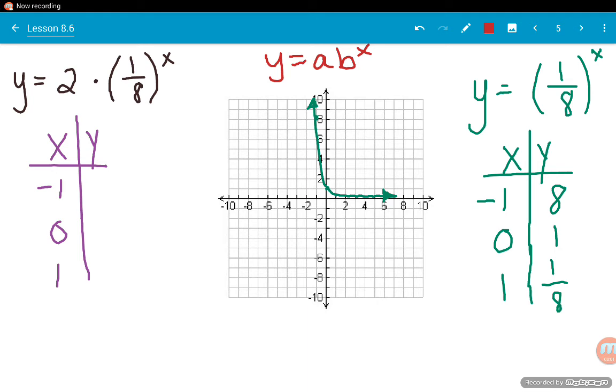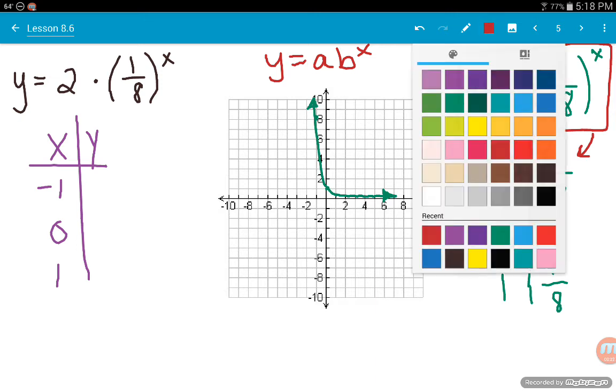Okay, and these last 3 problems that we're going to do, they're asking you to graph the function that's given and then compare it to the graph of y equals 1/8 x. I have put y equals 1/8 x over here, and the table for it is below, and I went ahead and graphed it. Okay, so all of y equals 1/8 x is in green.